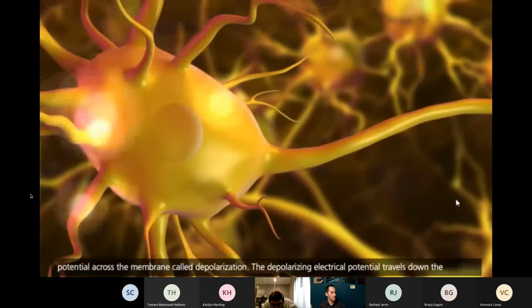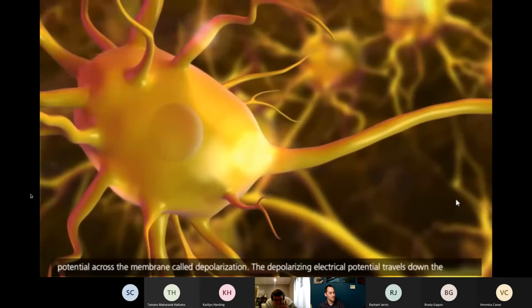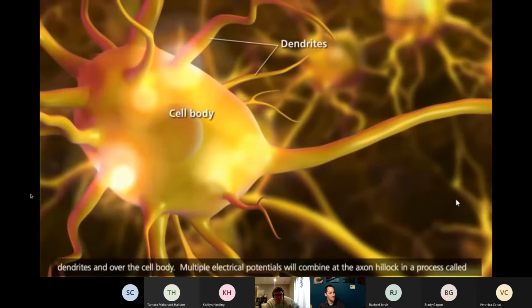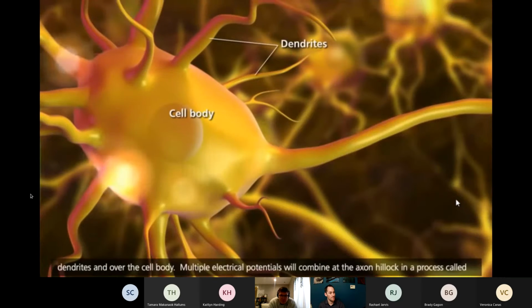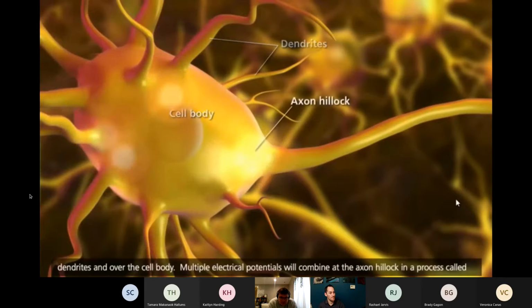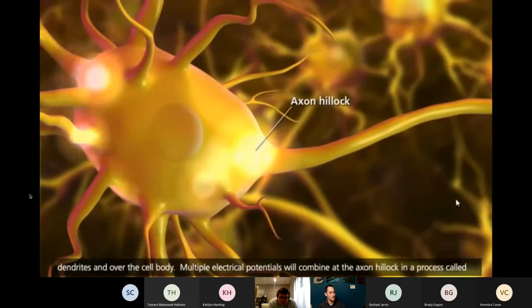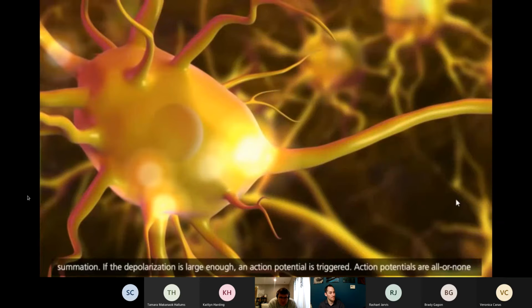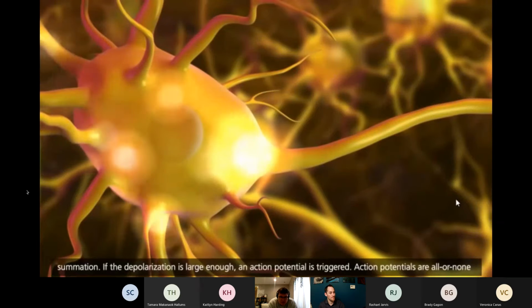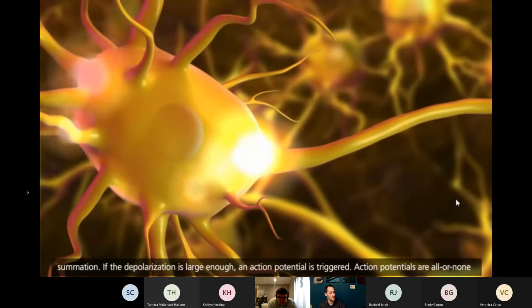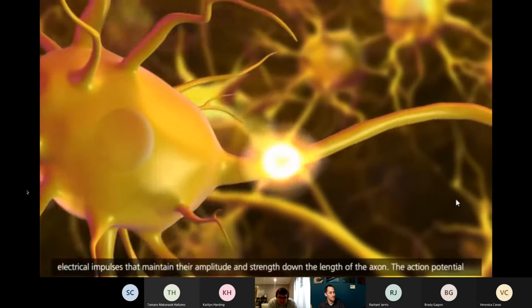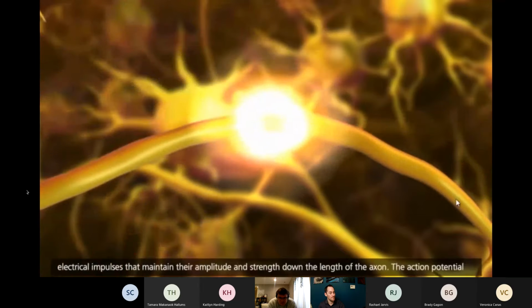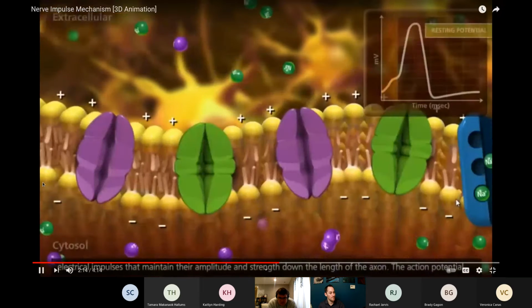The depolarizing electrical potential travels down the dendrites and over the cell body. Multiple electrical potentials will combine at the axon hillock in a process called summation. If the depolarization is large enough, an action potential is triggered. Action potentials are all or none electrical impulses that maintain their amplitude and strength down the length of the axon.